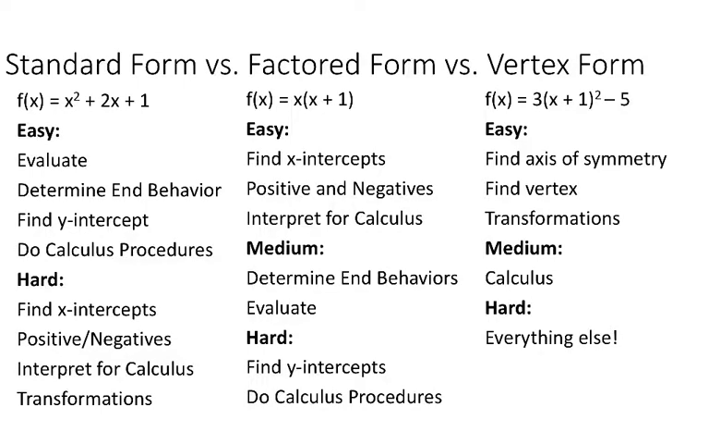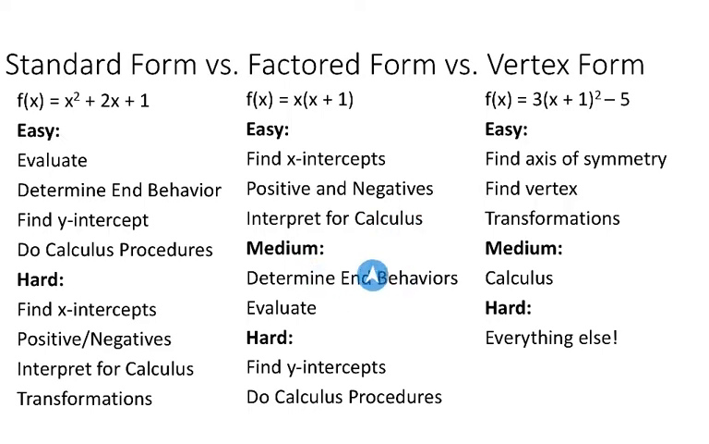In factored form, it's almost the opposite. Notice what was hard in standard form is easy in factored form. Because you factored it, it's pretty easy to find x-intercepts. It's pretty easy then to find positives and negatives. You make a little sign chart. And it's pretty easy to interpret stuff for calculus in factored form.